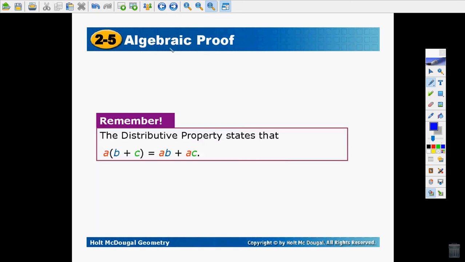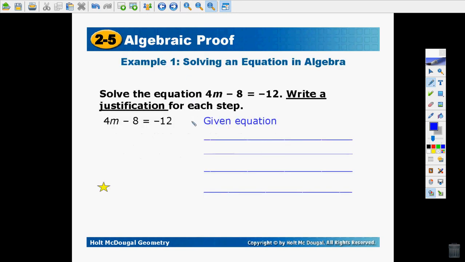Okay, the other property that you've already used is the distributive property. It's saying that if you're multiplying a quantity in parentheses, it's like multiplying them individually, a times b and a times c, and then using the operation that was in the center of the parentheses. Okay, so our very first proof that you've ever done is solving an equation in algebra. It says solve the equation 4m minus 8 equals negative 12, and write a justification for each step. That justification part is the proof.